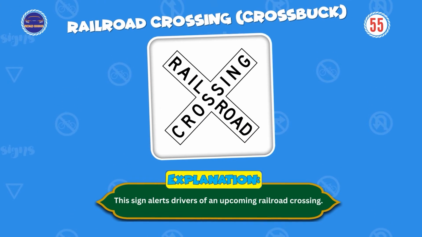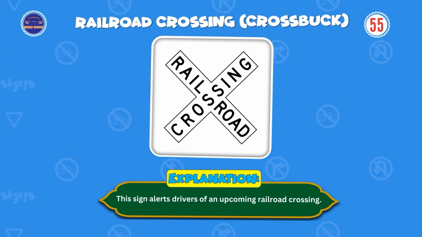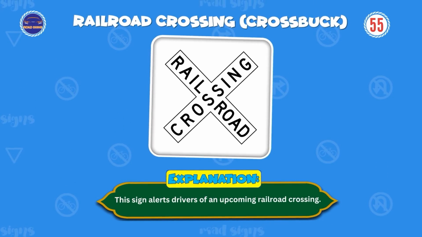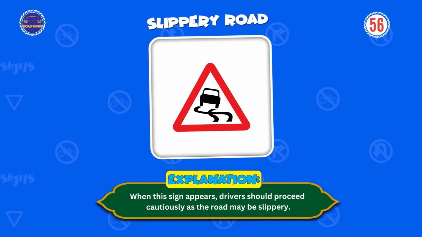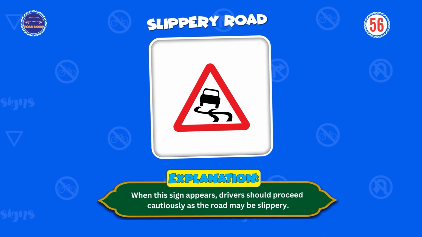This is the railroad crossing crossbuck sign. It alerts drivers of an upcoming railroad crossing. This is the slippery road sign. It warns drivers to proceed cautiously as the road may be slippery.